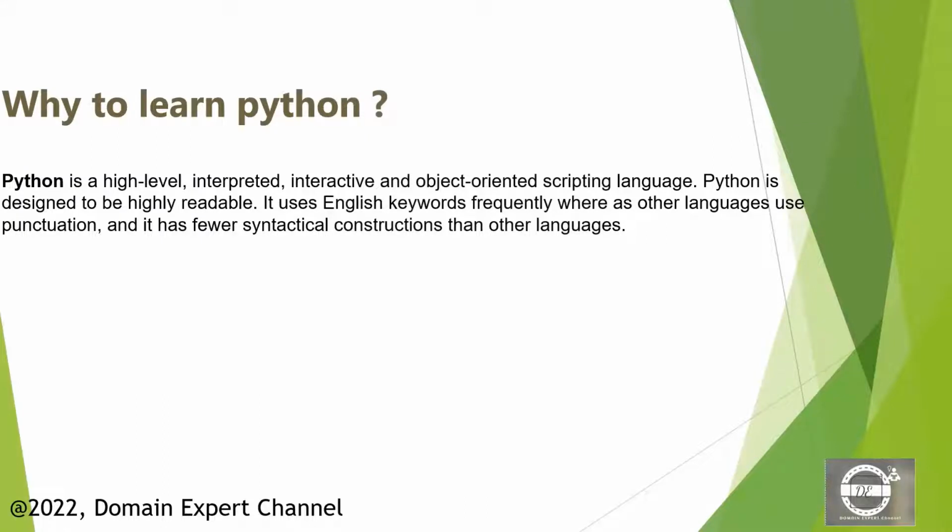The first one is Python is interpreted. That means Python is processed at runtime by the interpreter. You do not need to compile your program before executing it. It is similar to Perl and PHP. The second is Python is interactive. That means you can actually sit at a Python prompt and interact with the interpreter directly to write your programs.